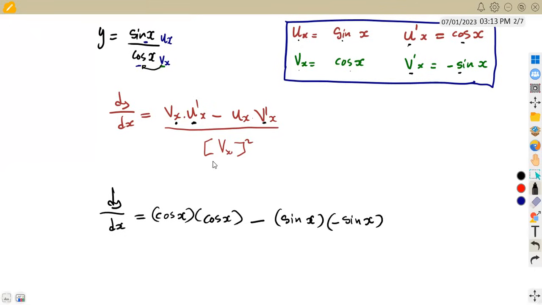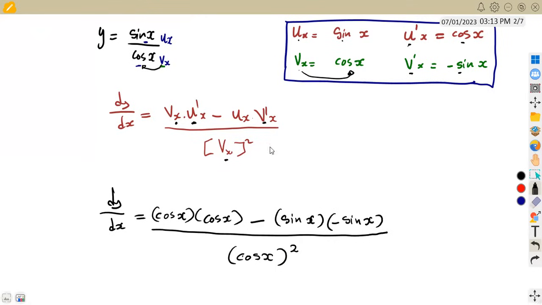All right, so that is what we have, everything over v(x) squared. Our v(x), remember, is cos x. So this is going to be cos x, everything being squared in the denominator. That's v(x) squared. So you have the formula, guys. You are given the formula.